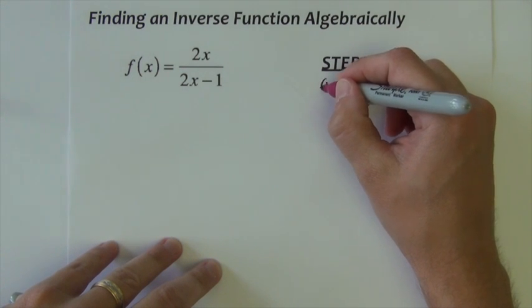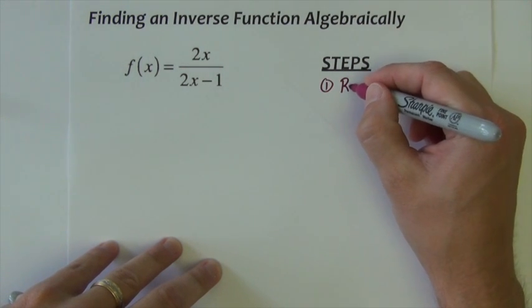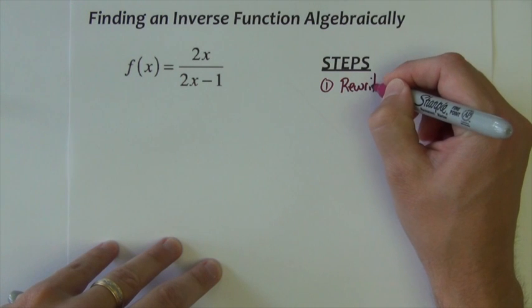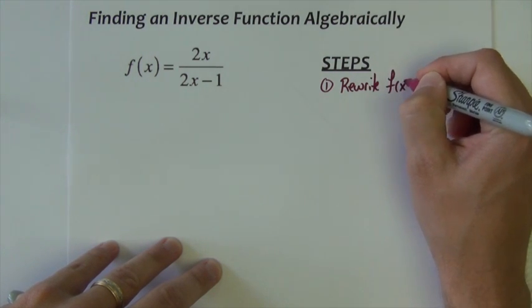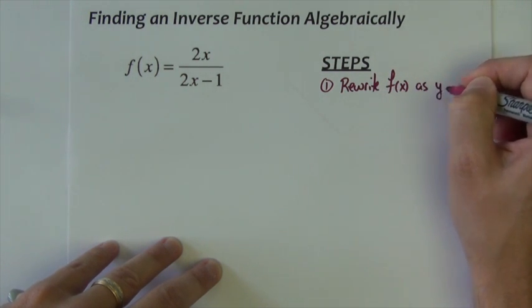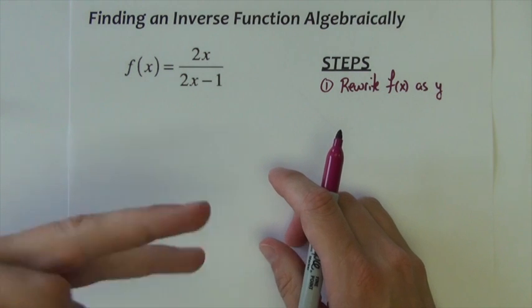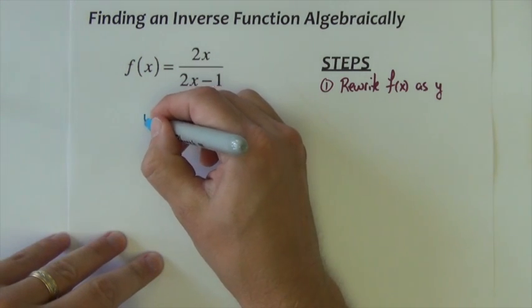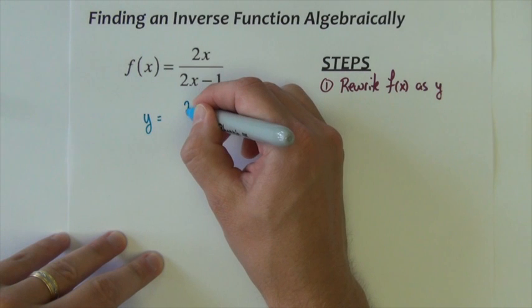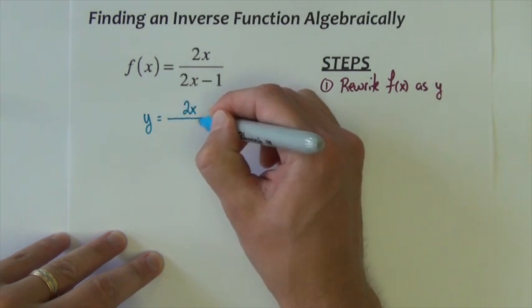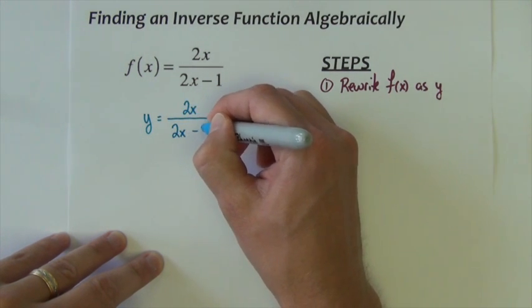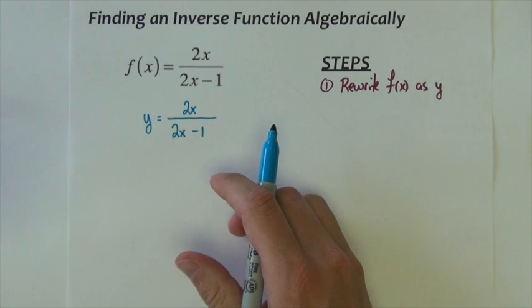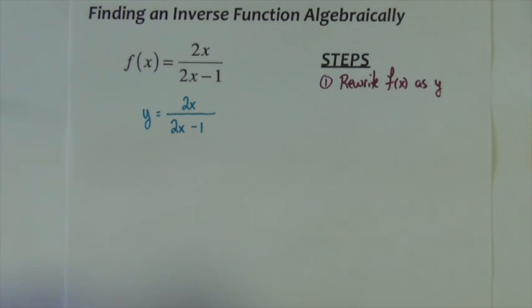The first step is to rewrite the f of x as y. Sometimes that's done already, sometimes it's not. In this particular example, the problem is written as f of x equals, so I'm going to rewrite it as y equals. Okay, simple step. We can all do that.